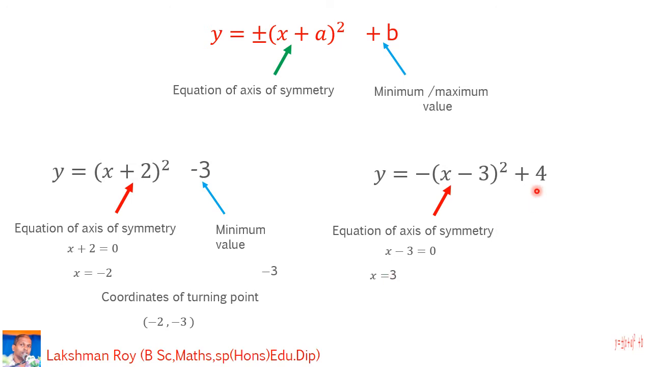Then plus 4, that is the maximum value, because this is a maxima, right? What is the maximum value? That is positive 4. Then you can find the coordinates of the turning point. X is 3, y is 4. That is the coordinates of the turning point. Understand? Right, so very important.